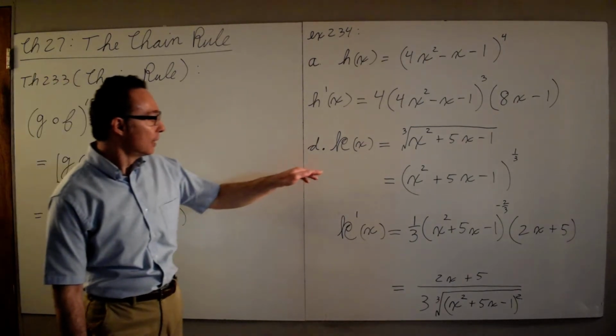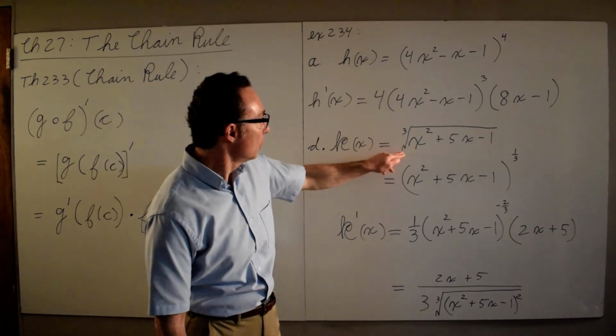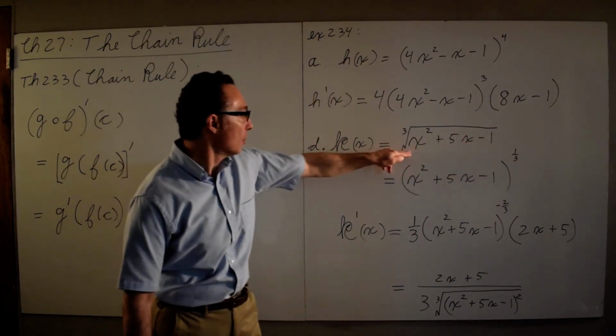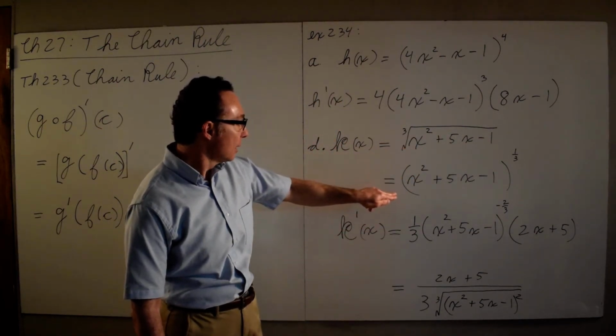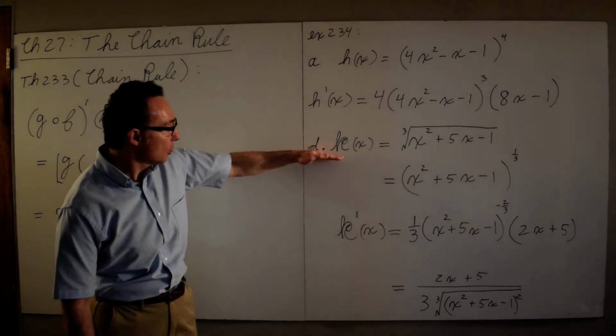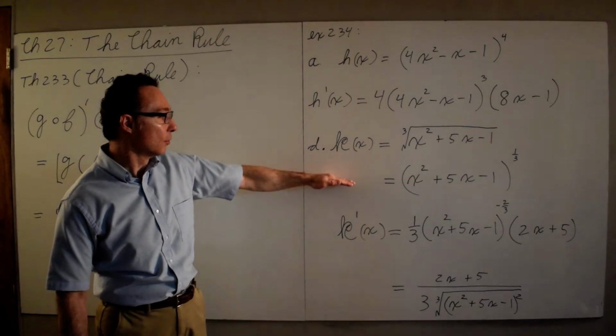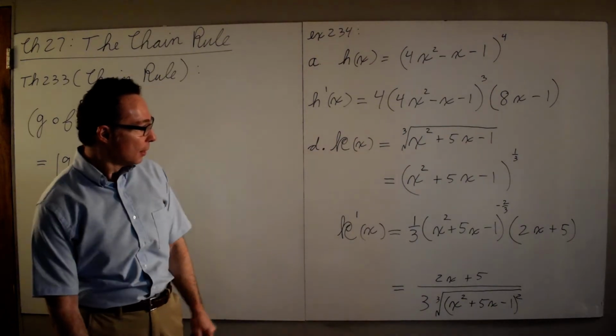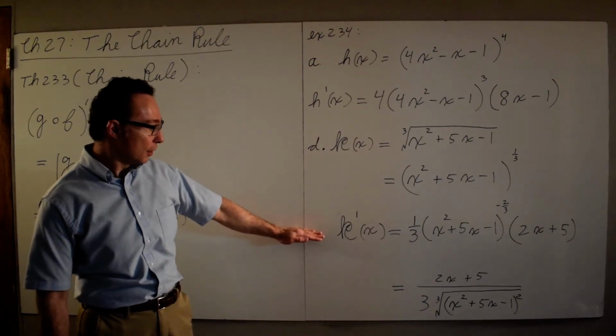Part D, k of x is the cube root of a second degree polynomial. We can write that as the second degree polynomial to the 1/3 power. This is just rewriting k. This is not taking a derivative. Next step, we take our derivative.